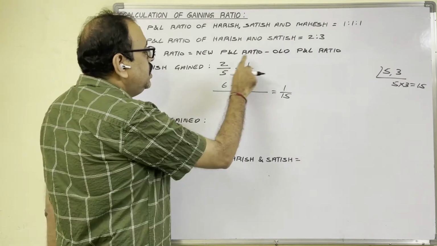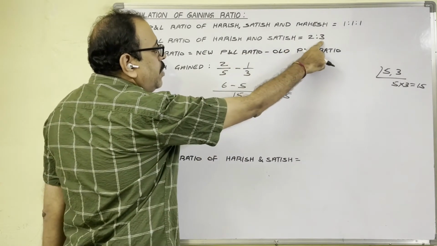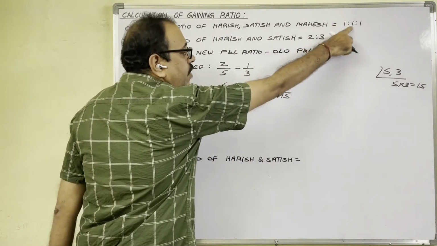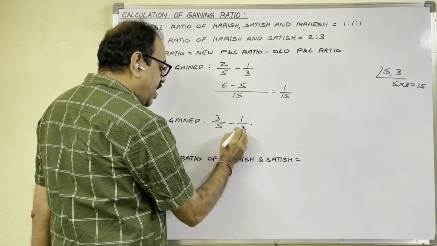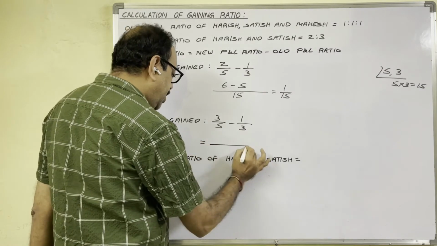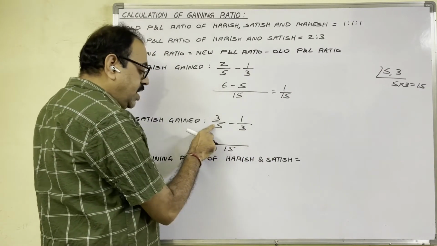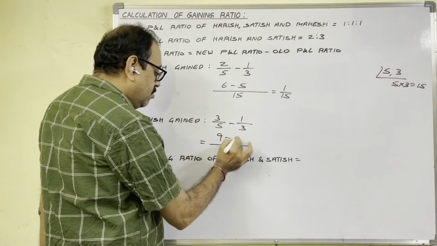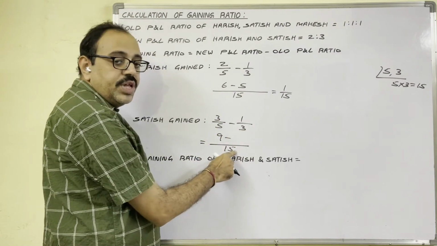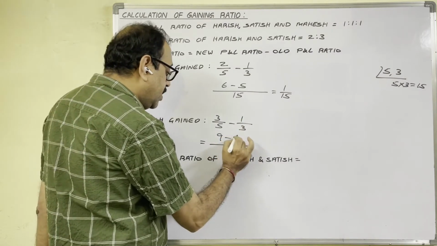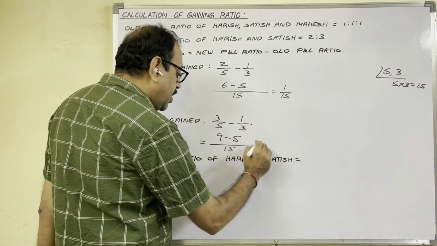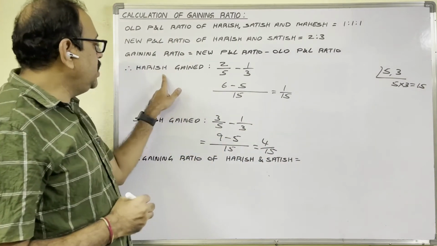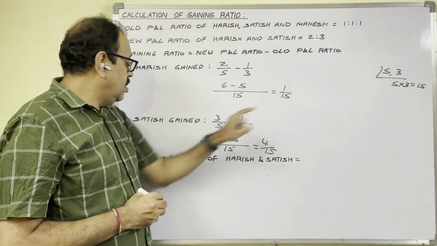Satish gained. Satish's new share is 3/5 minus Satish's old share 1/3. For 5 and 3, LCM is 15 now. 5 3s are 15. 3 into 3 is 9, minus 3 5s are 15, 5 into 1 is 5. 9 minus 5 is 4.